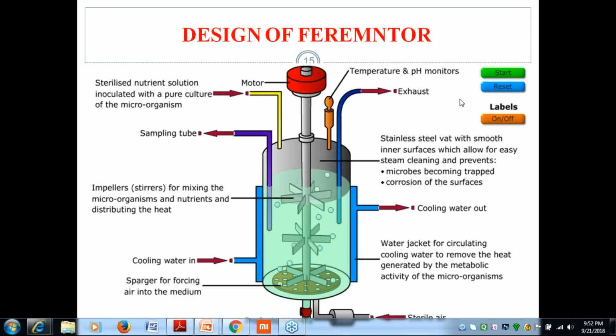Now sparger for forcing air into the medium. Sparger is used for aeration purpose. Now we are moving to the right side. On the right side, temperature and pH monitor is there. Then there is exhaust. Then a stainless steel vat is nothing but the fermenter. Stainless steel fermenter is used where microbes become trapped and corrosion of the surface.